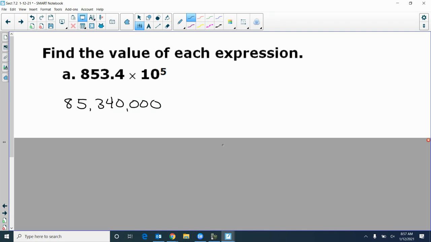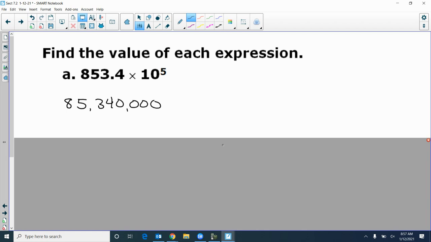85,340,000. So that means you started where the point is and you moved it 1, 2, 3, 4, 5. So don't start at the beginning. Start wherever the decimal point is. If it's a positive 5, move it 5 to the right. If it's a negative 5, move it 5 to the left. So that's right here. Does that make sense?